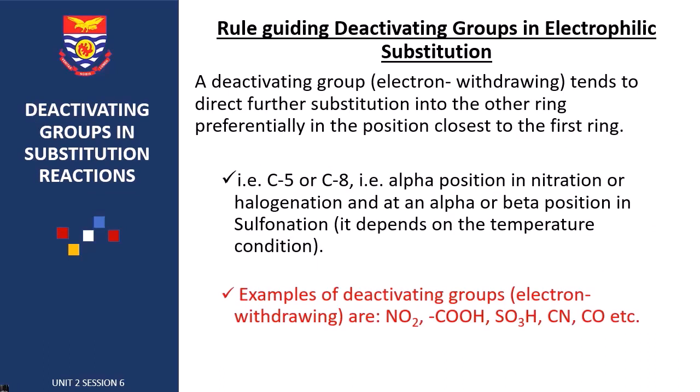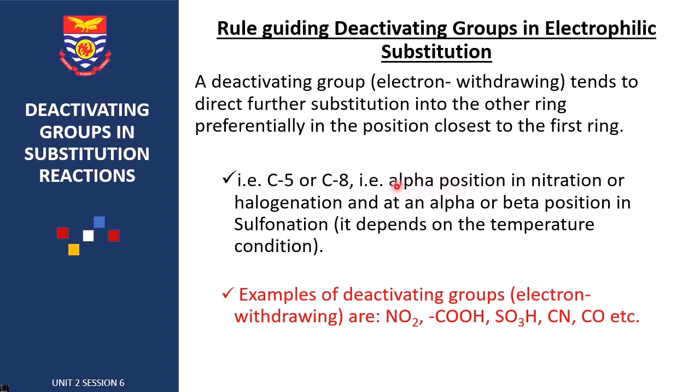Okay, so next is to talk about deactivating groups, also known as electron withdrawing groups. These are some examples of these electron withdrawing groups, so please keep note. Now, whenever these deactivating groups are present on the naphthalene ring, they tend to direct further substitution into the other ring. So all other incoming groups are directed to the second ring, preferentially at position number 5 or position number 8. So if there's a deactivating group on the naphthalene ring and there's an incoming nitro group, then it directs it to the second ring.